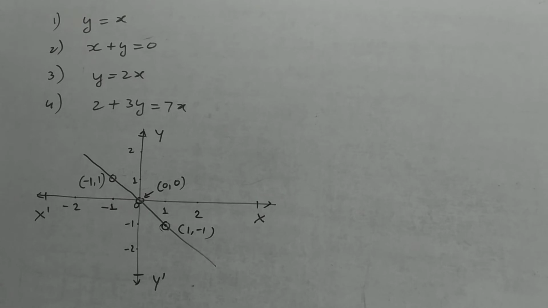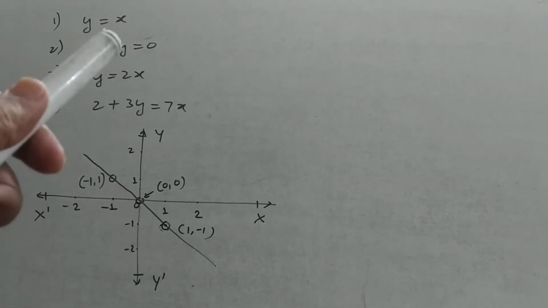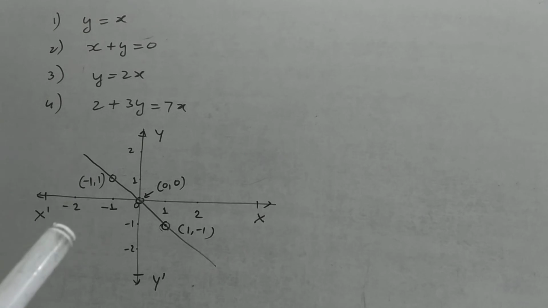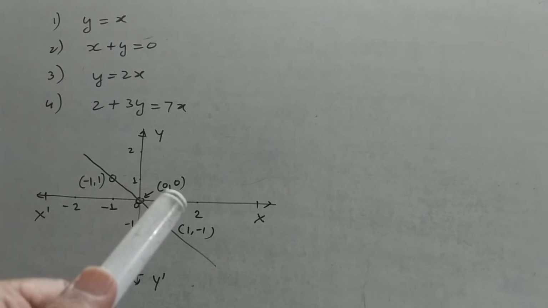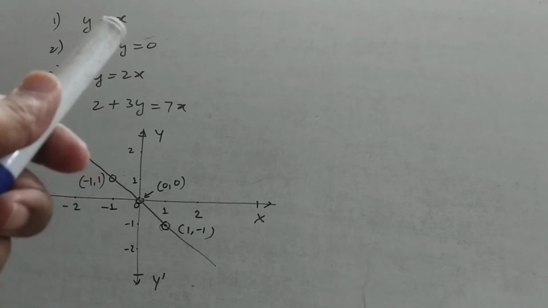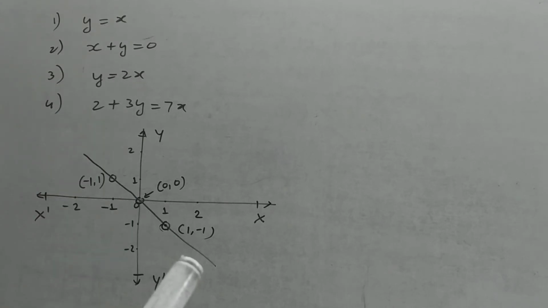Now the question is, this graph satisfies which equation? Suppose I take x equal to 1, so y will be 1, so it is not there. x equal to 0, y equal to 0, this is satisfying. x equal to 1, y equal to minus 1, this is not satisfying.